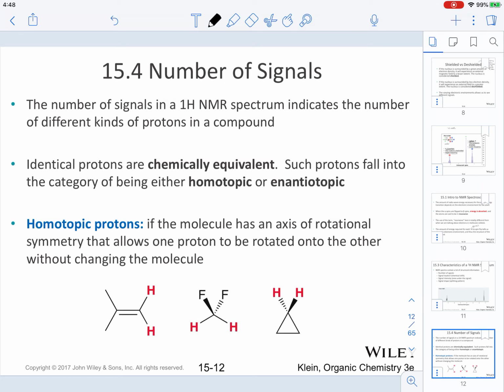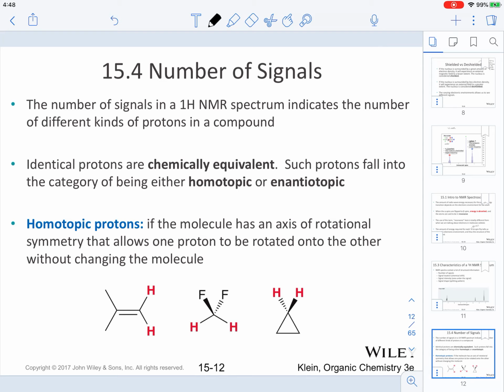Now, as I mentioned, we are focusing in this video specifically on the number of signals. The number of signals in a proton NMR is going to indicate the number of different kinds of protons that are present in a particular compound. We are first going to be looking at protons that are chemically equivalent. These chemically equivalent protons, as you can see in bullet point number 2, correspond to identical protons. There are two classifications for these types of protons.